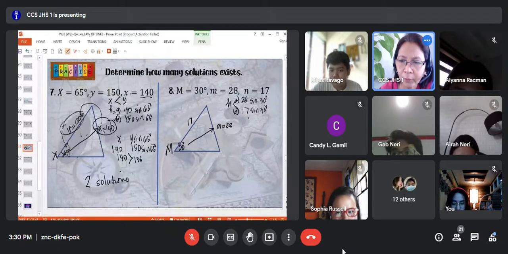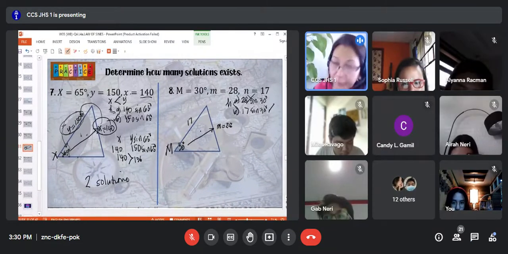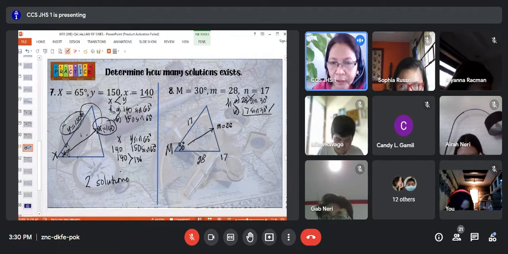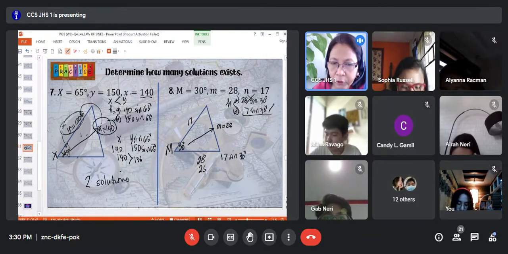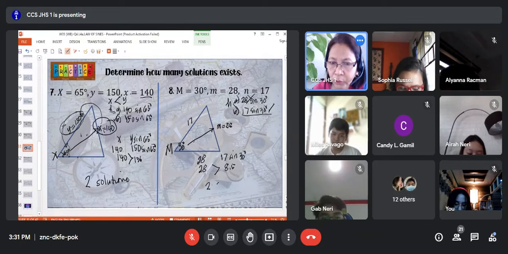B. Okay, letter B, altitude, not this one. It is the other side times the sine of the given angle. So you are going to compare the 28 with the altitude, which is 17 sine of 30 degrees. You get 8.5. So this is still greater than, two solutions.